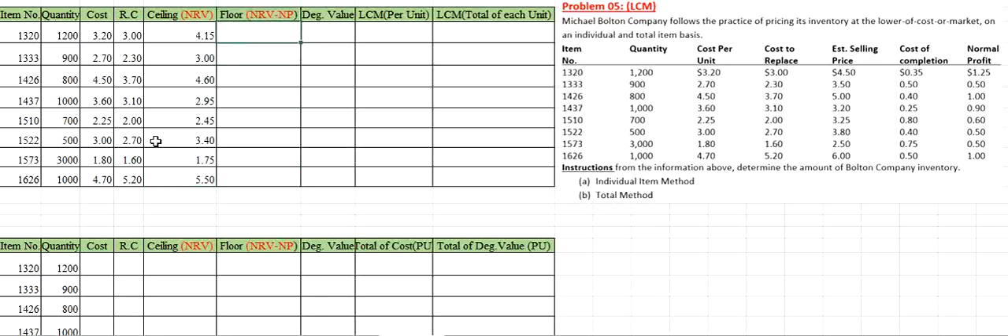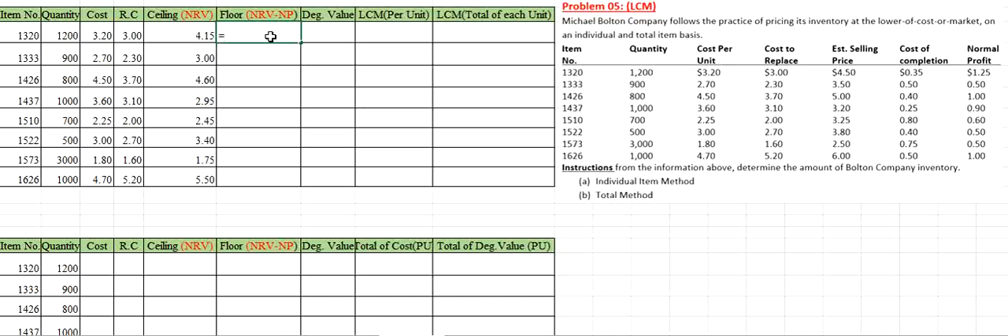Our next step is to calculate the floor. Floor means net realizable value minus normal profit. Luckily in this numerical, unlike the previous numerical where we were given a percentage, now the dollar amount is given directly, so we do not need to calculate a dollar amount. We will directly use the value to calculate the floor value. As you can see in the column top, floor is net realizable value minus normal profit.